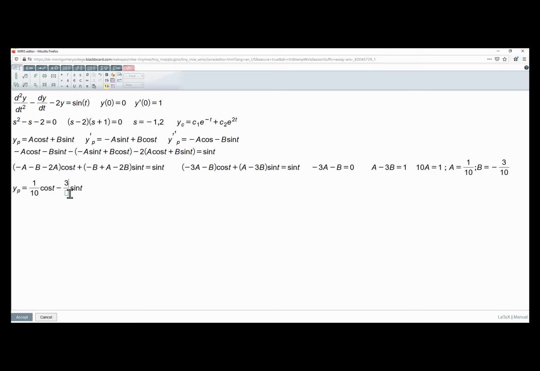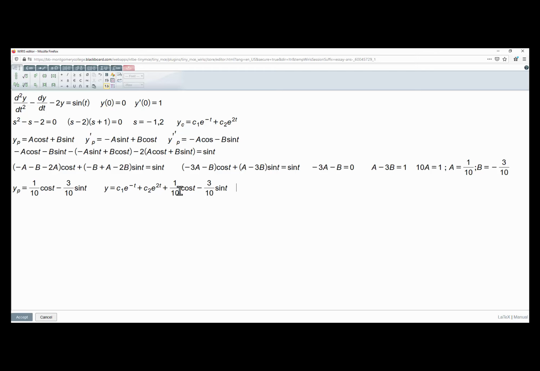3 over 10. Okay, and so our general solution would be what? Our general solution would be the complementary function, right here, plus the particular solution, which is this right here. Let's write it down.